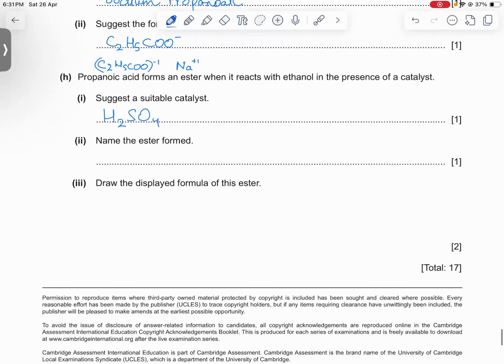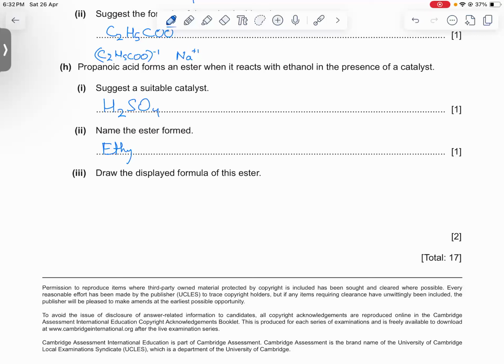If propanoic acid reacts with ethanol, it will produce ethyl propanoate. How do I know it will produce ethyl propanoate? Because every time an ester forms, its name sounds like alkyl alkanoate, and the alkyl part is determined by the alcohol. Basically, the alcohol tells us the name of the alkyl part, and the alkanoate part comes from the carboxylic acid. Now, if you observe, the alcohol is ethanol, so that is why its name is ethyl, and the carboxylic acid is propanoic acid. That is why its name is propanoate.